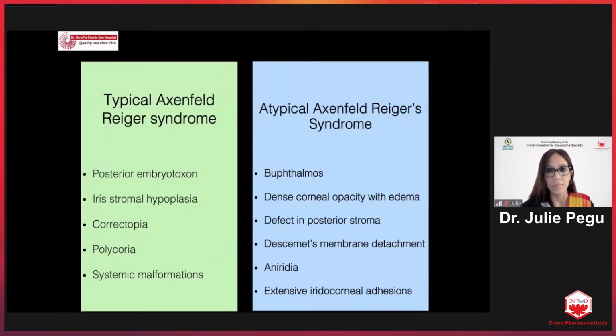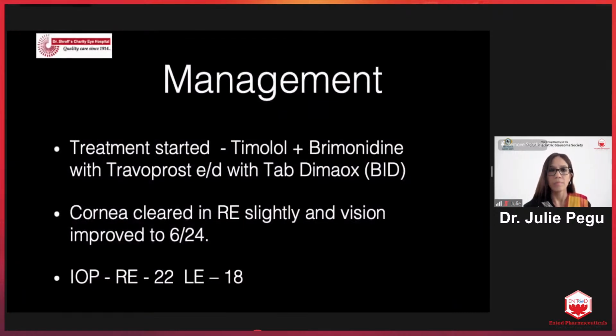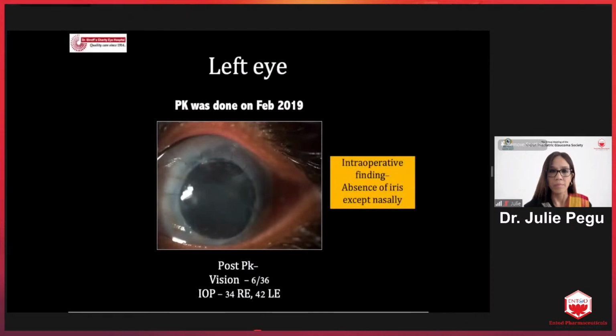The points in favor of atypical or unclassified Axenfeld-Rieger syndrome were the presence of buphthalmos, dense corneal opacity with edema, defects in posterior stroma, Descemet's membrane detachment, aniridia, and extensive iridocorneal adhesions. So a diagnosis of both eyes unclassified Axenfeld-Rieger syndrome with buphthalmos with spontaneous Descemet's detachment and pathological myopia was made. The patient was started on topical and systemic anti-glaucoma medications, following which the cornea in the right eye cleared slightly with vision improving to 6/24. The right eye IOP was 22 and left eye IOP was 18.